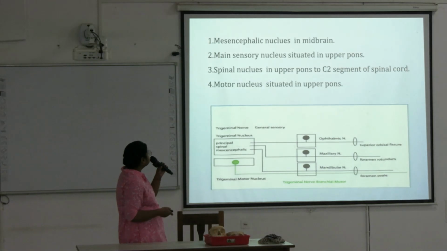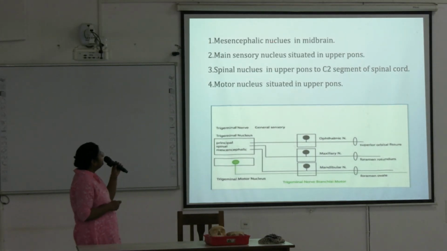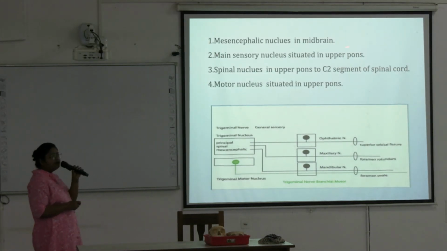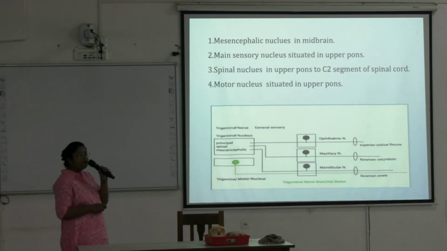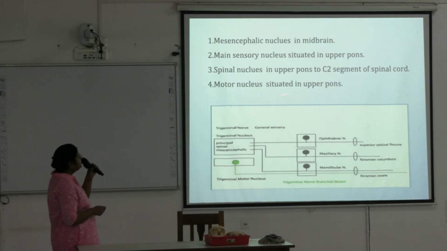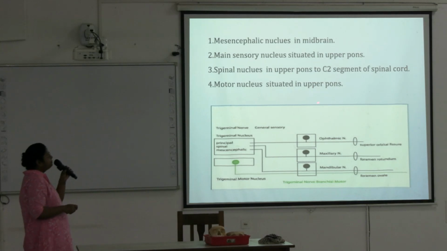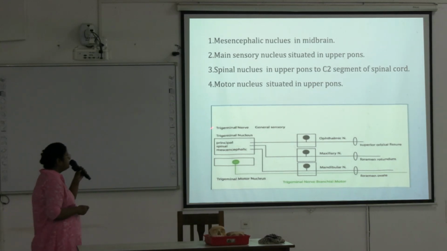The mesencephalic nucleus is located in the midbrain. The main sensory nucleus is situated in the upper pons, and the spinal nucleus extends from the upper pons up to the C2 segment of the spinal cord, and the motor nucleus is situated in the upper pons. So these are the locations of these 4 nuclei.